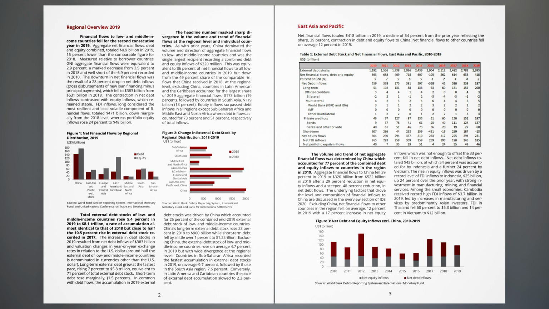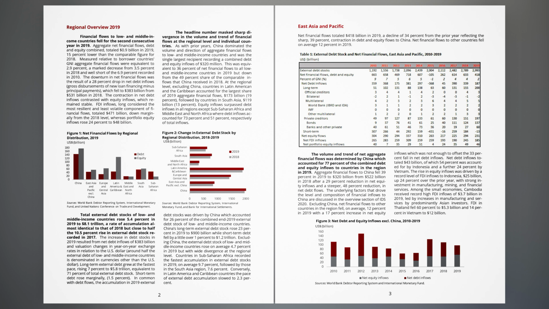Aggregate net financial flows, debt and equity combined, totaled $0.9 billion in 2019, 15% lower than the comparable figure for 2018. Measured relative to borrower countries' GNI, aggregate financial flows were equivalent to 2.9%, a marked decrease from 3.5% in 2018 and well short of the 6.9% recorded in 2010.